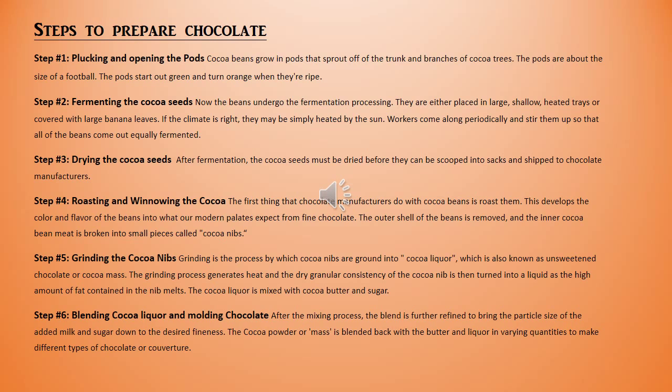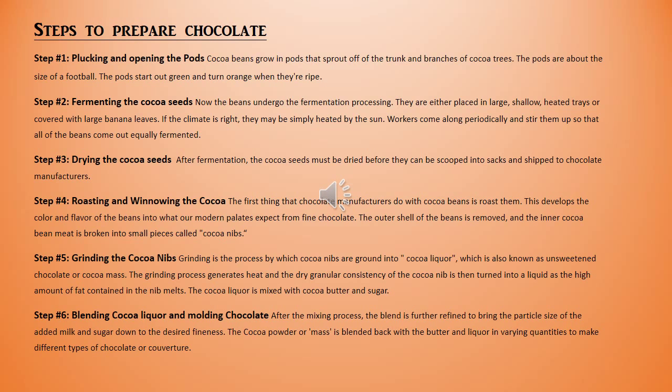Step 5 is the grinding of the cocoa nibs. Grinding is the process by which cocoa nibs are ground into cocoa liquor, which is also known as unsweetened chocolate or cocoa mass. The grinding process generates heat, and the dry granular consistency of the cocoa nib is then turned into a liquid, as the high amount of fat contained in the nib melts. Then the cocoa liquor is mixed with cocoa butter and sugar.